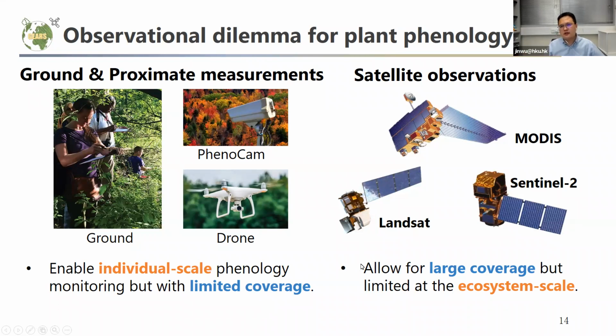Alternatively, we can also turn to satellite remote sensing. They can help us monitor at a global scale, but normally they have a much coarser spatial resolution, and they are more constrained at the ecosystem scale rather than the fine scale. So the dilemma here is whether we can develop a novel technology that enables us to monitor fine scale phenology variability and also across a large spatial coverage as well.